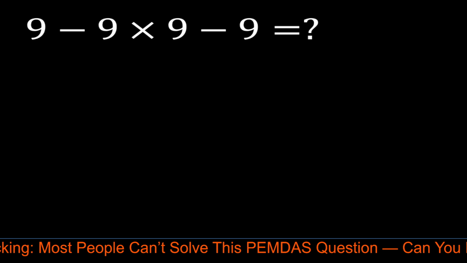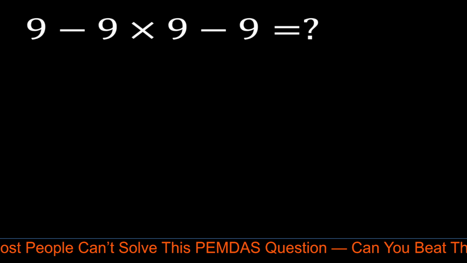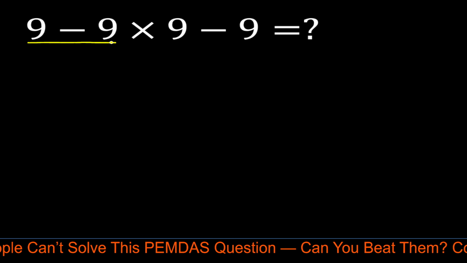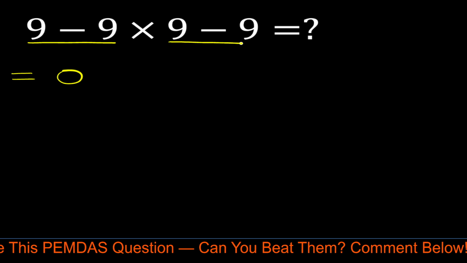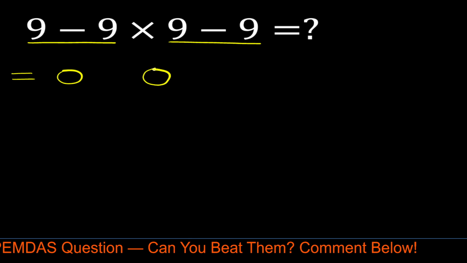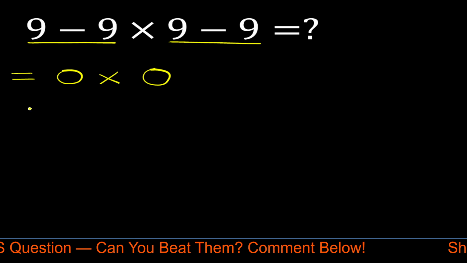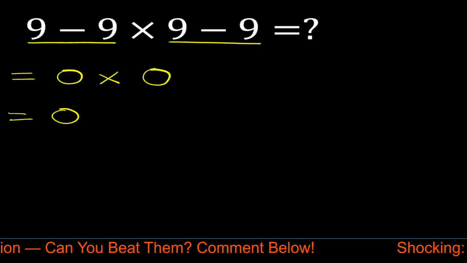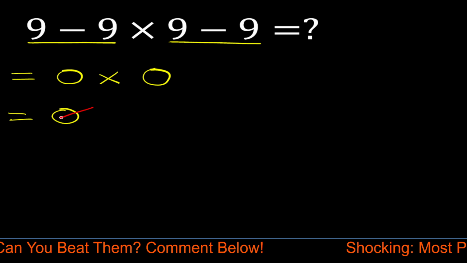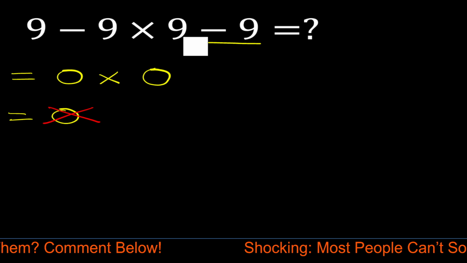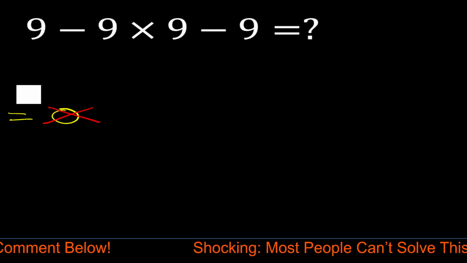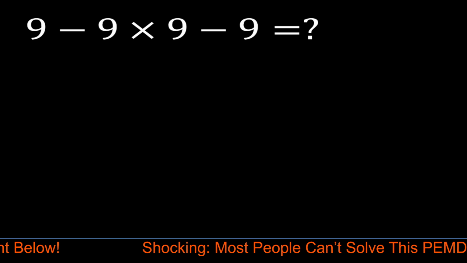So most people solve this question like 9 minus 9 is equal to 0, right? Then again 9 minus 9 is equal to also 0. Now 0 times 0 is equal to 0, right? But this answer is not correct. This answer is completely wrong. So now let's solve this problem correctly by using the PEMDAS rule, right?